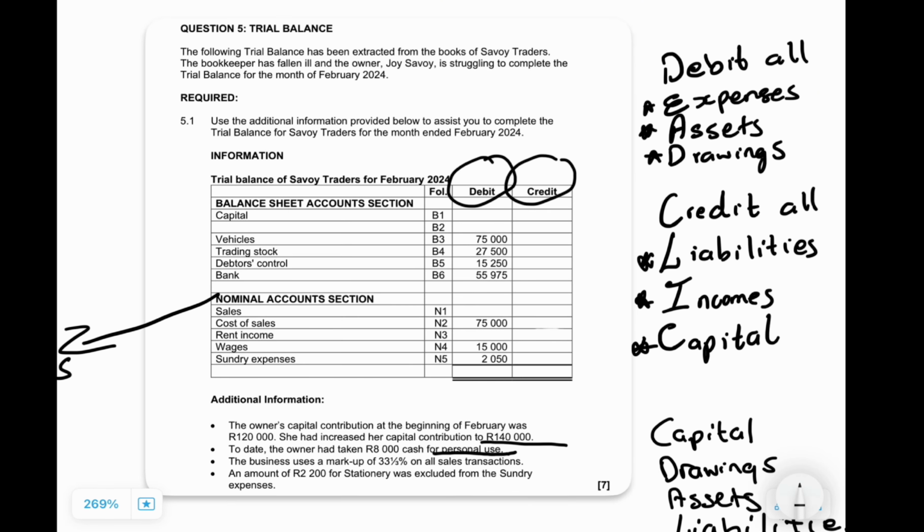The next additional information says the business uses a markup of 33 and a third percent on all sales transactions. Please note that if the business uses a markup percentage on sales, you use a different formula to the one you would use when the business uses markup on cost. So here's the formula for when you're using the markup on sales.